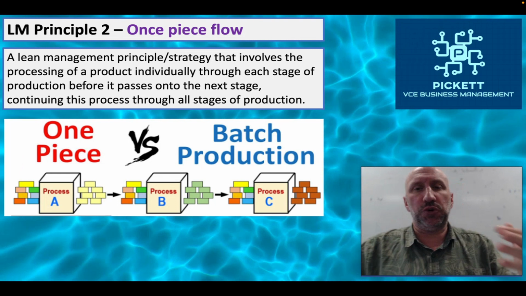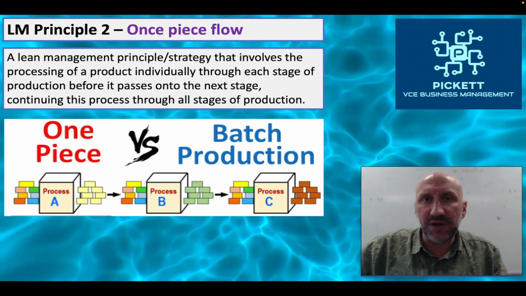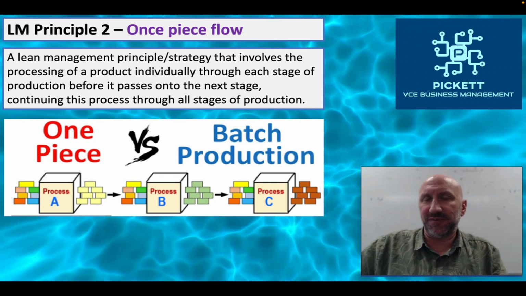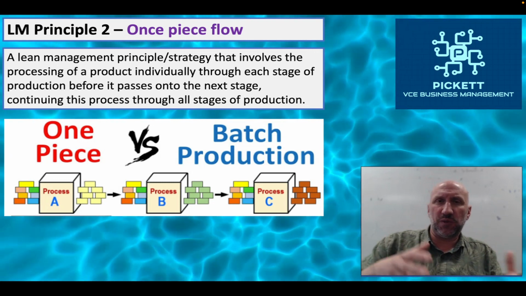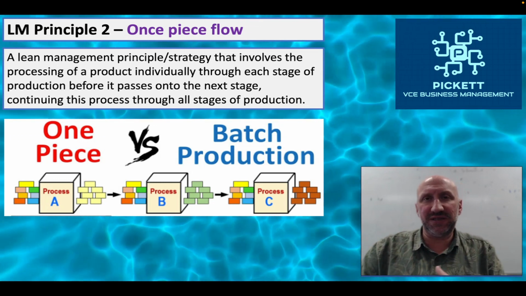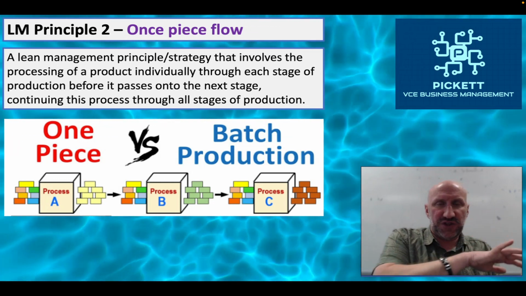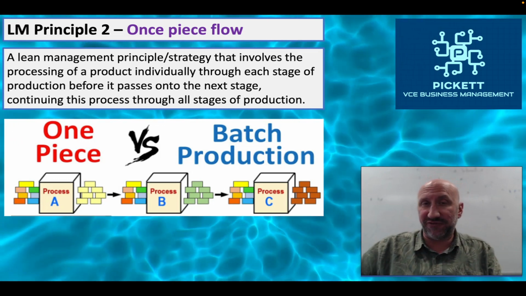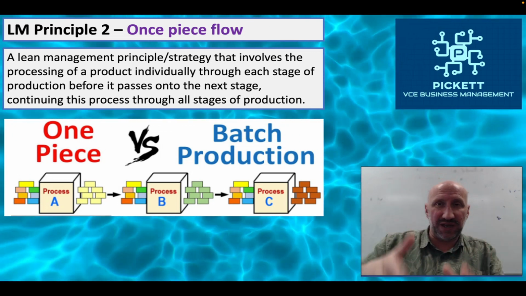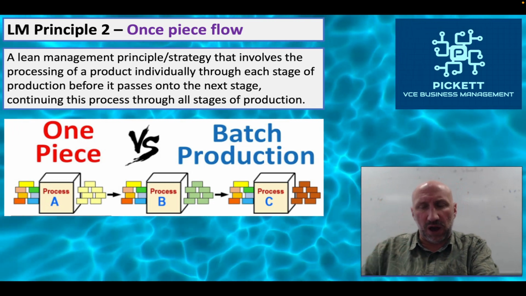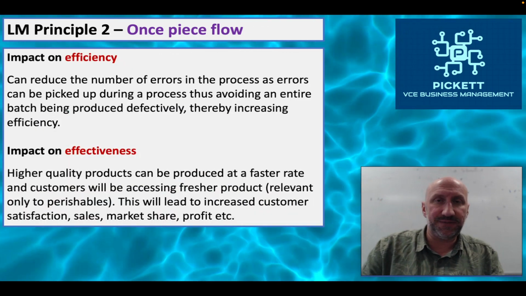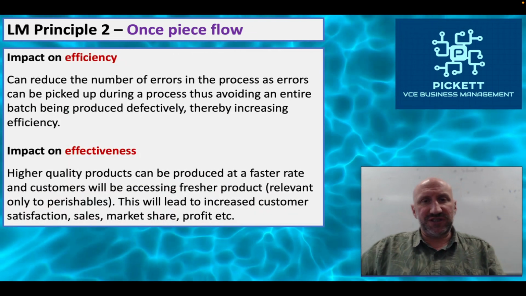It doesn't mean you're producing one at a time, which is sometimes something I've seen people put in answers, producing one thing at a time. That's not what it means by one piece. It just means that everything moves through in one continuous flow, as opposed to being done in batches. Hopefully that makes sense. Impact on efficiency and effectiveness.